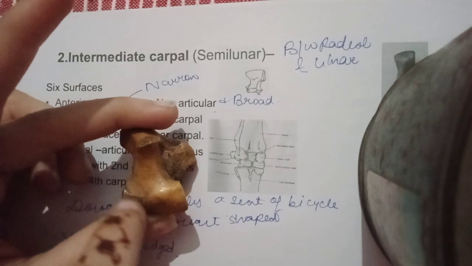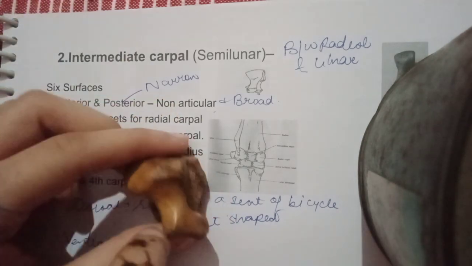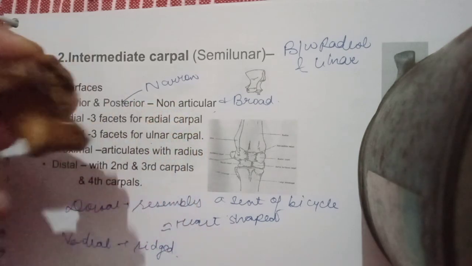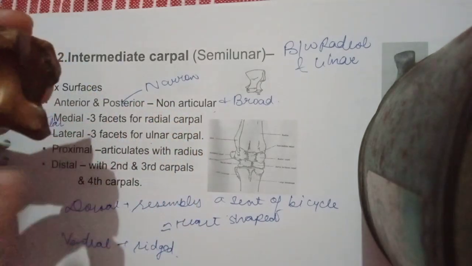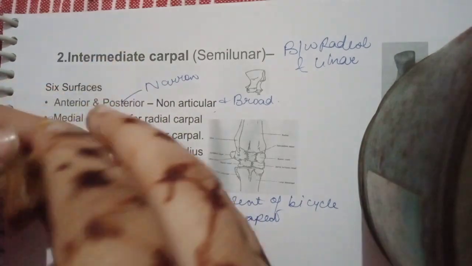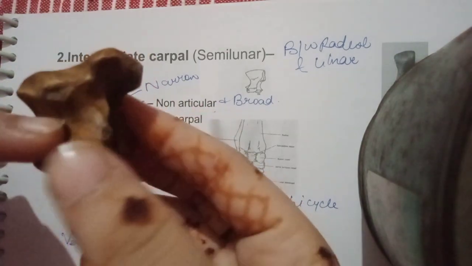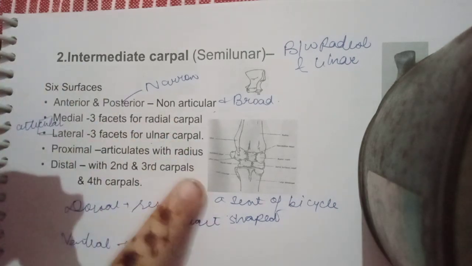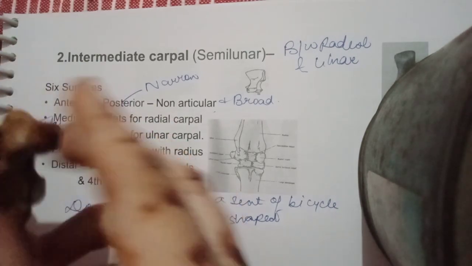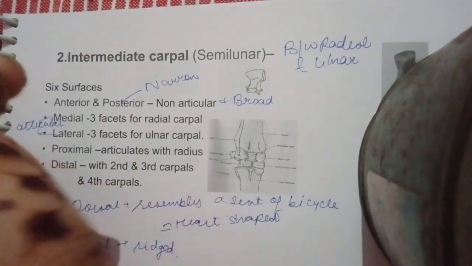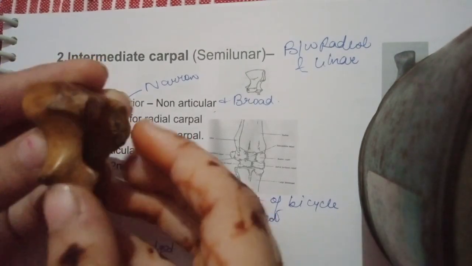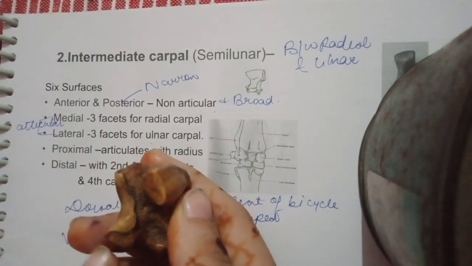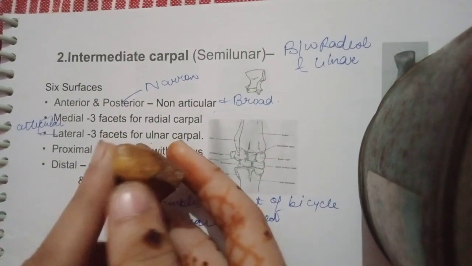this heart shaped structure. You can see this is forming a heart or something like a triangle, like the seat of a bicycle. So this will be the dorsal, meaning proximal surface. This will be the ventral or the distal surface, which will articulate with the second, third and fourth carpal. On the lateral side, there will be 3 facets for the ulnar carpal. You can see 1, 2, 3. And on the radial side, the medial side, there are also 3 facets for the radial carpal.